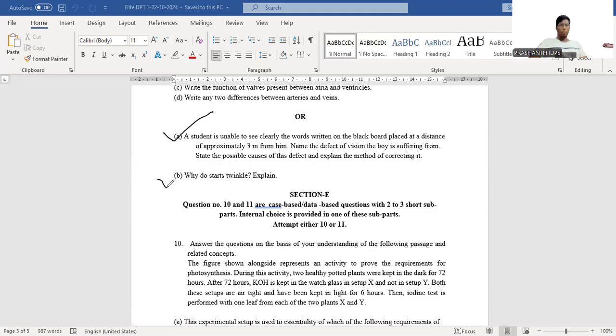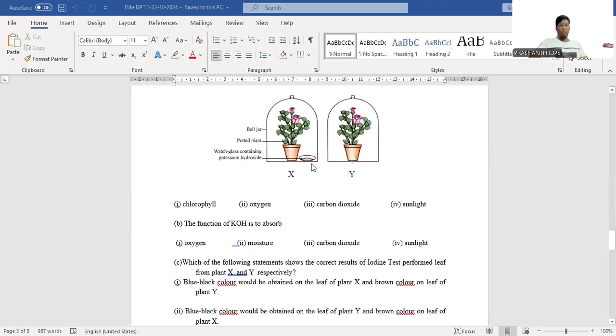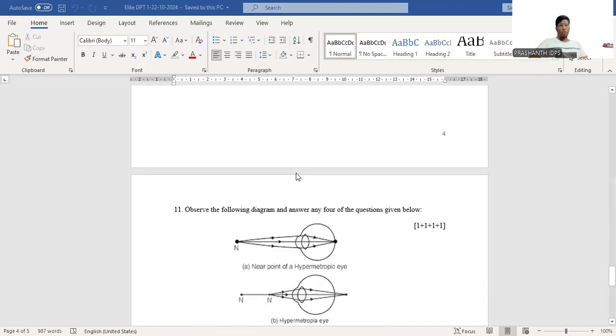So you need to attempt both questions, A and B. Why do stars twinkle? Explain. This is a direct question which I have given in the notes. As you all know the answer if you have learned it. Now last section, section E, it is a case based question for 4 marks. Okay, let us discuss the physics question here.